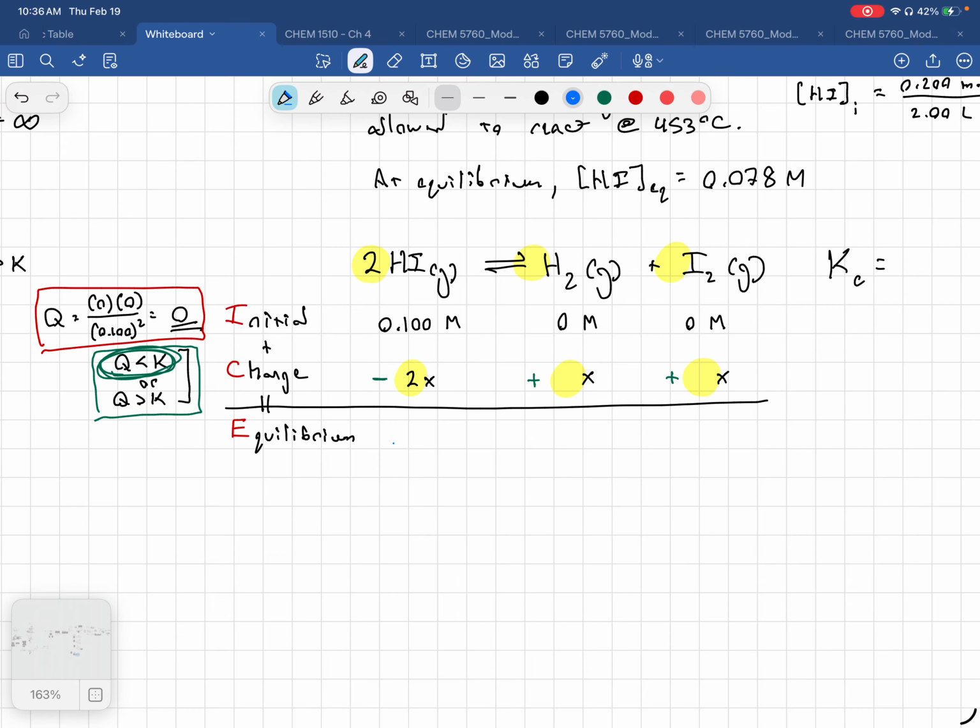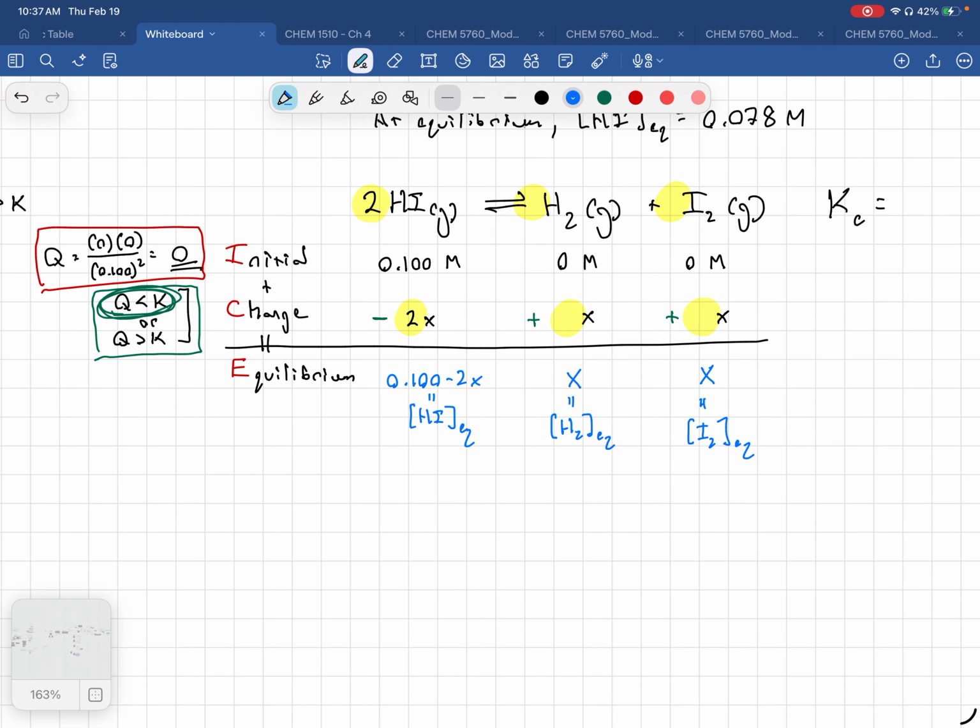concentrations are as follows. Our equilibrium HI concentration is 0.100 minus 2x. That is our concentration of HI at equilibrium. Our concentration of H2 at equilibrium is 0 plus x, which is simply x. So that is our H2 concentration at equilibrium. And then the same thing for I2: 0 plus x is just x.